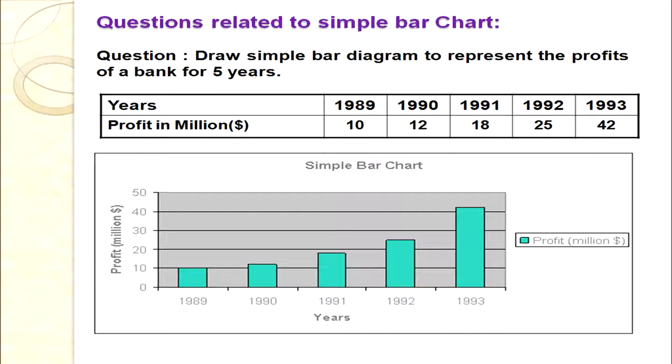As you can see, for 1989 it is 10, for 1990 it is 12, for 1991 it is 18, for 1992 it is 25, and for 1993 it is 42. Is it okay? So we have drawn the length. You can see the length is increasing as the value is increasing, and on the right hand side we have put a key. So here we are able to draw a simple bar chart, because in this we have drawn only one data set, that is profit.